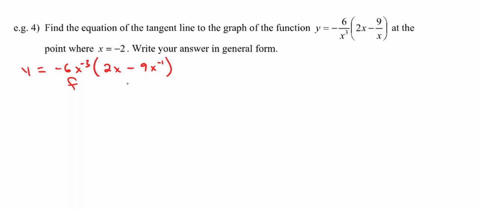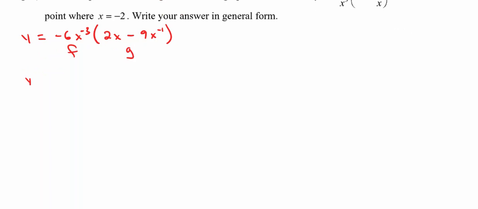And this is my f, and this is my g. Okay, so now y prime. So y prime is going to be, here, let's write that down too. It would be f times g prime plus g times f prime. All right, so we're just going to write this down again.